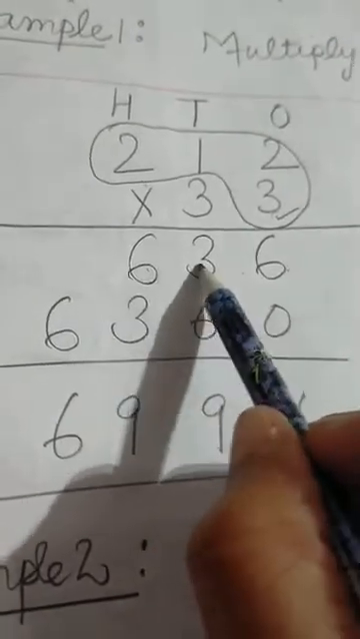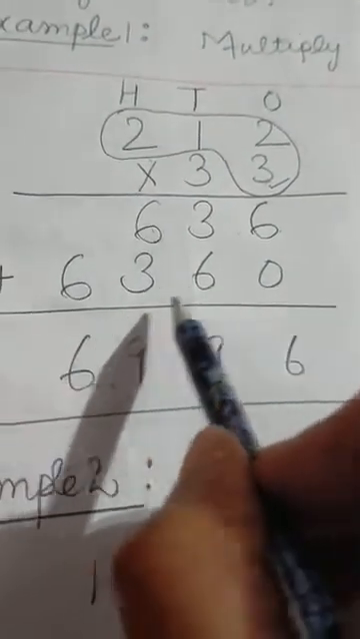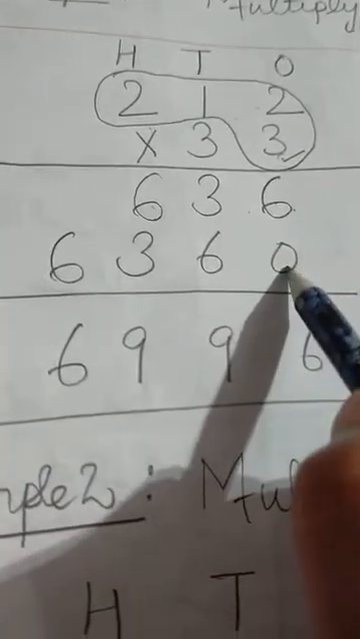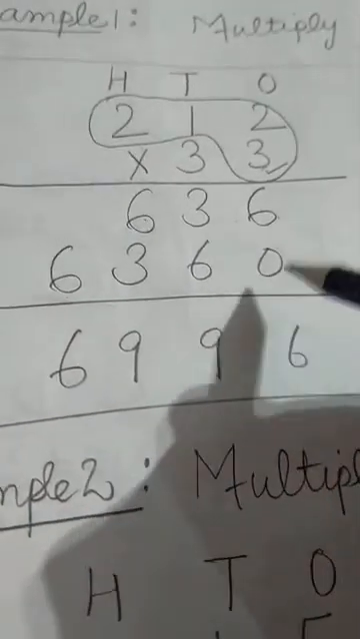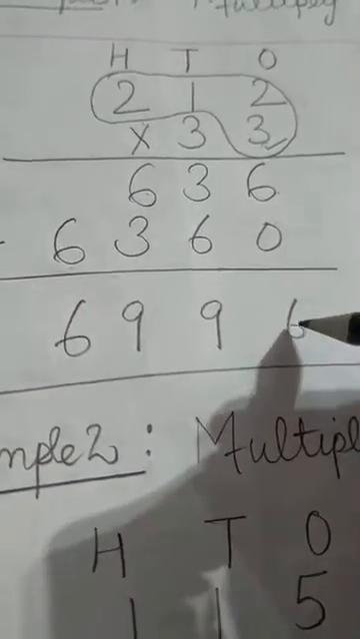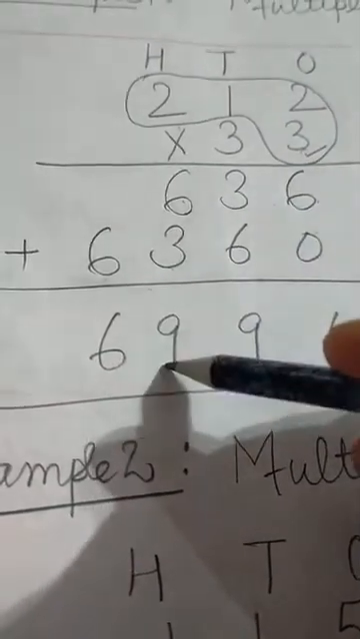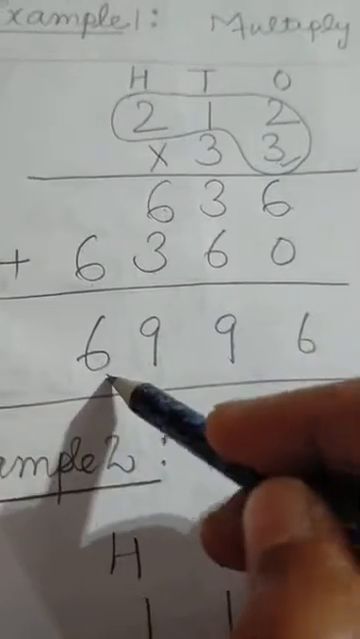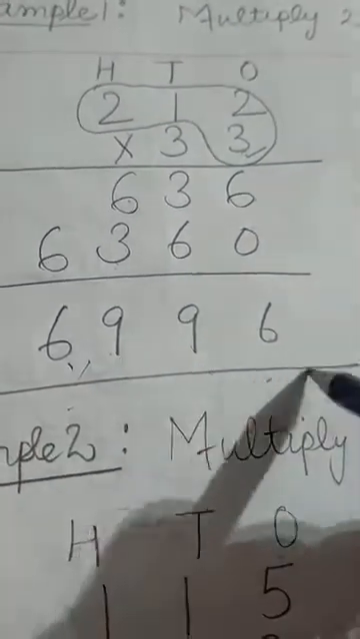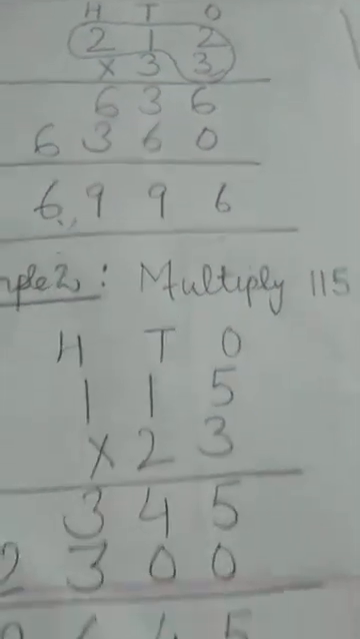So how will you write this? Firstly, the first product was 636 and the second product is 6360. We will start writing from ones place, 0 here, 6 here, 3 here, and 6 here. After that, these both products will be added. 6 and 0, 6, 3 and 6, 9, 6 and 3, 9, and here is 6. So the product is 6996.